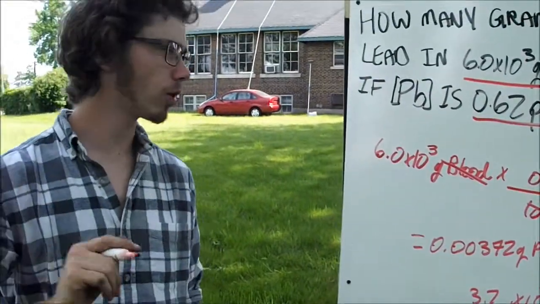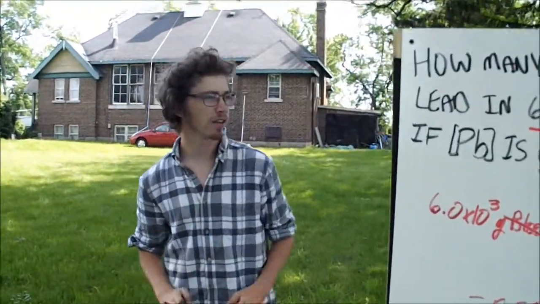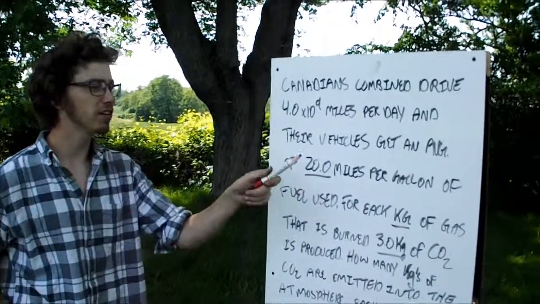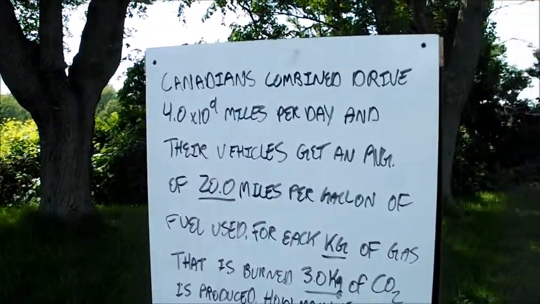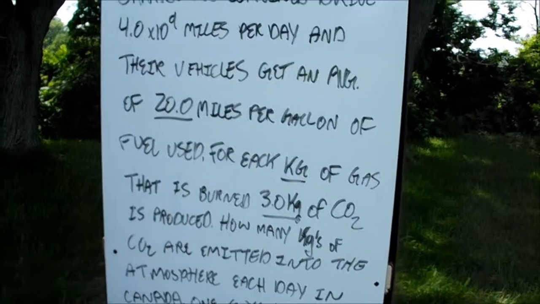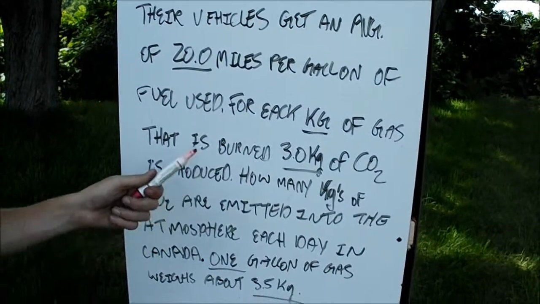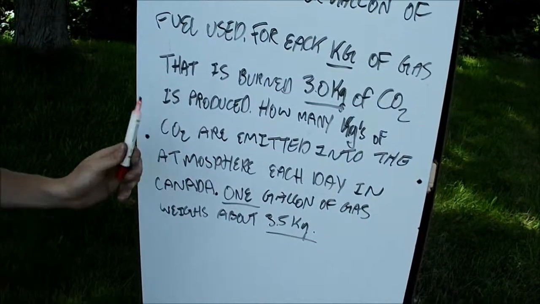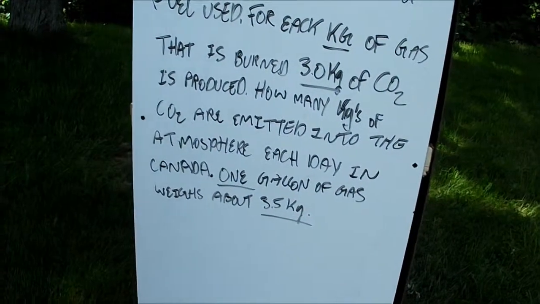Our next example is a little more complicated. I really like this question. Canadians combined drive 4.0 times 10 to the 9 miles per day, and their vehicles get an average of 20 miles per gallon of fuel used. For each kilogram of gas that is burned, 3 kilograms of CO2 is produced. How many kilograms of CO2 are emitted into the atmosphere each day in Canada? 1 gallon of gas weighs about 3.5 kilograms.